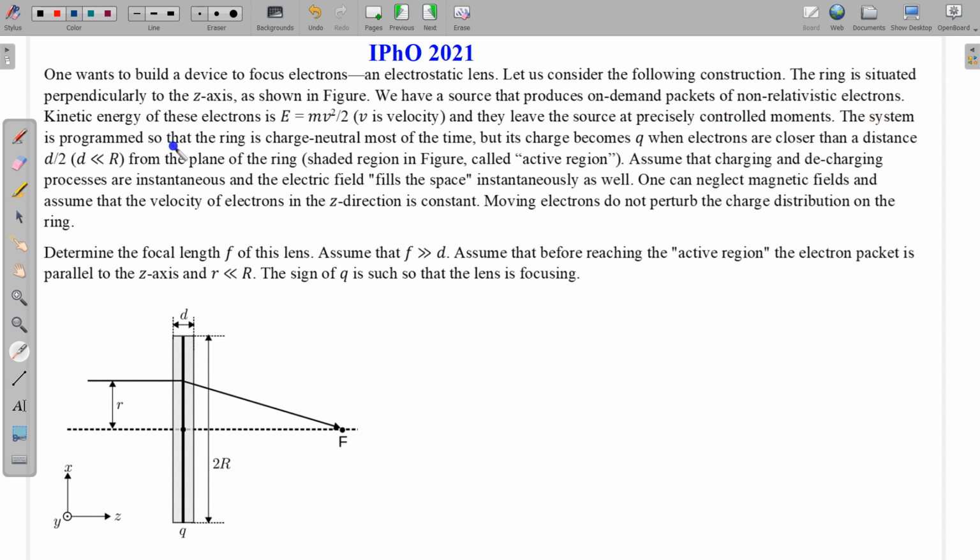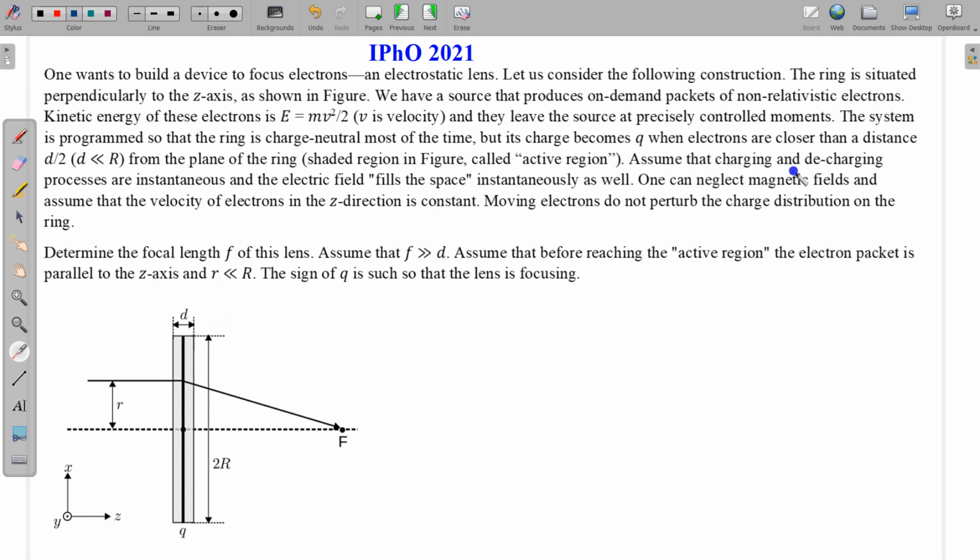The system is programmed so that the ring is charge neutral most of the time, but its charge becomes small q when electrons are closer than a distance d/2 from the plane of the ring. So the total is d, with d/2 on one side and d/2 on the other side, and this d is much less than the radius R. This is a very narrow region in which, when an electron is present, the ring is charged by some mechanism. This shaded region is called the active region.